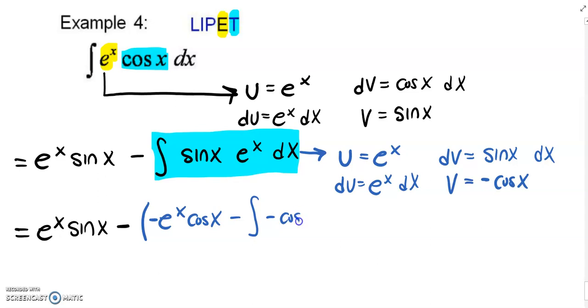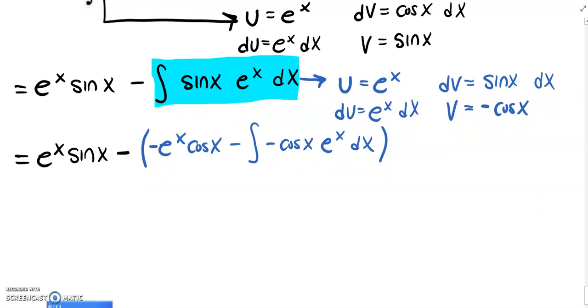So negative cosine x, so integral of v du would be e to the x dx. Okay, I'm going to do a little cleaning up to this, and then I want us to have a conversation about what's going on here. So we have e to the x sine x. I'm going to distribute that negative sign, so that's going to become a plus e to the x cosine x.